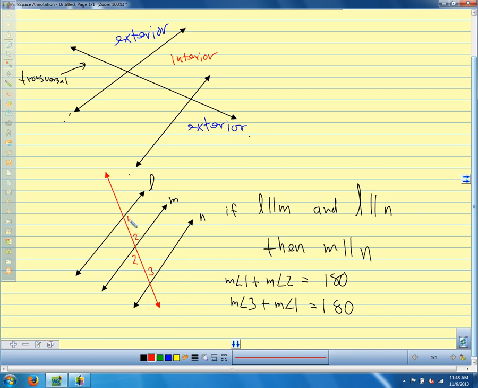These two are supplementary, these two are supplementary, so these two have to be congruent. Well, these are alternate interior angles, so that guarantees us that lines M and N are parallel. So it's almost like a transitive property for parallel lines. L is parallel to M, L is parallel to N, so M and N are parallel. Almost like a transitive property.